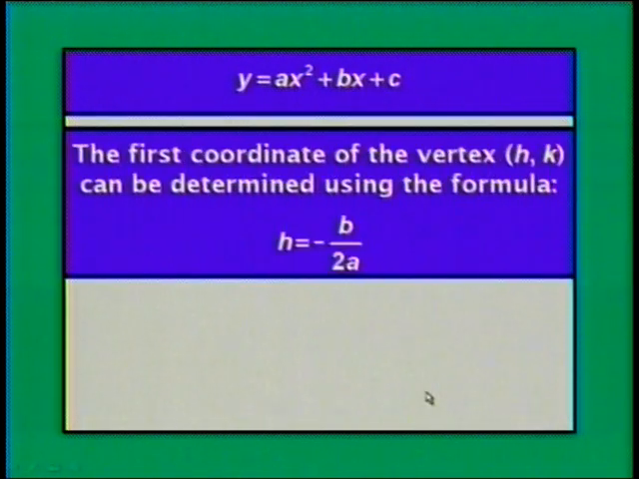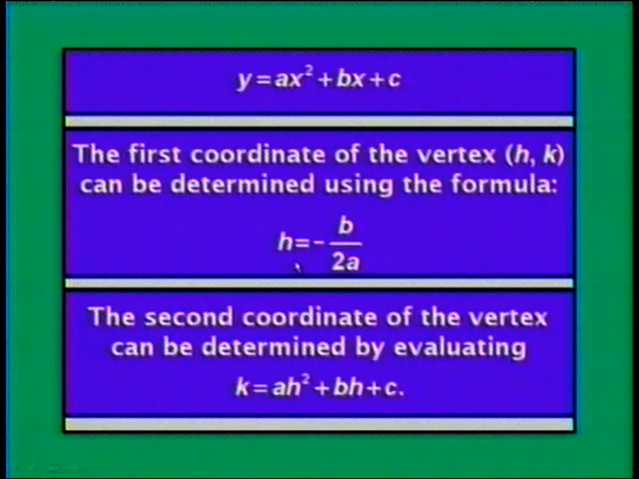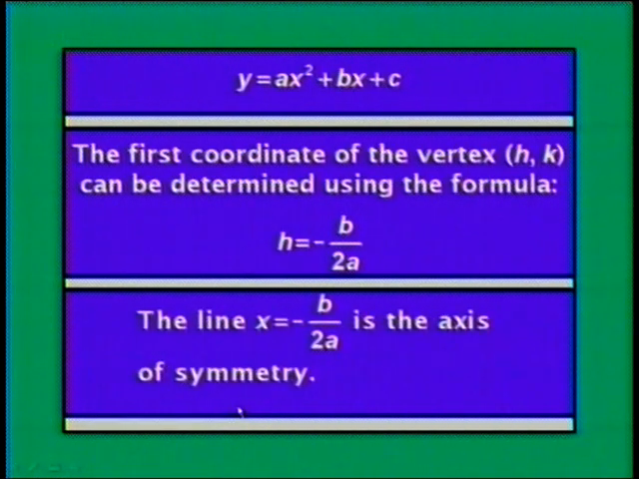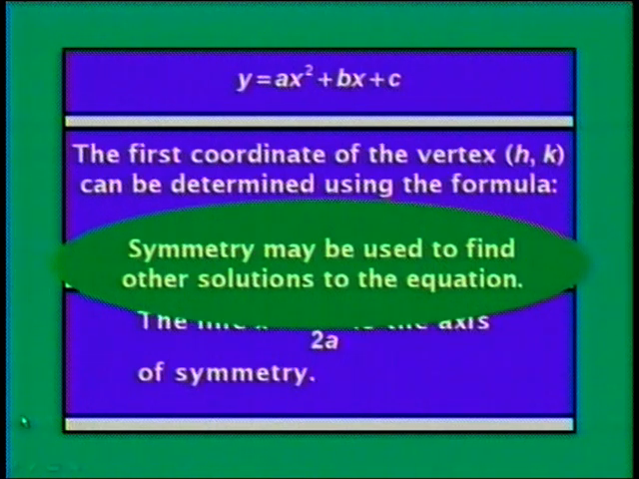The first coordinate of the vertex can be determined using the formula h equals the opposite of b over 2a. I'm calling the vertex the point (h, k), and you'll see that in a picture in just a minute. The second coordinate of the vertex, which I'm calling k, we can find just by dropping in the value of h into our formula. That will give us the corresponding y value. The line x equals the opposite of b over 2a is the axis of symmetry. And I can often use this symmetry to find some other solutions to the equation quite quickly. We'll see examples of this.